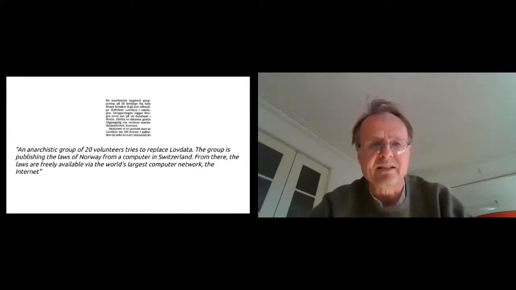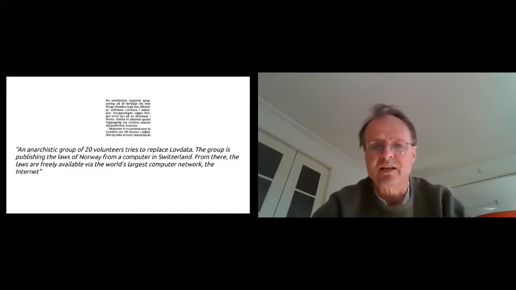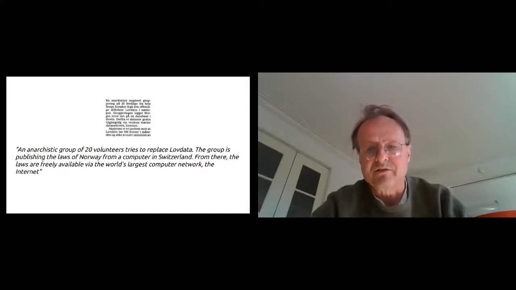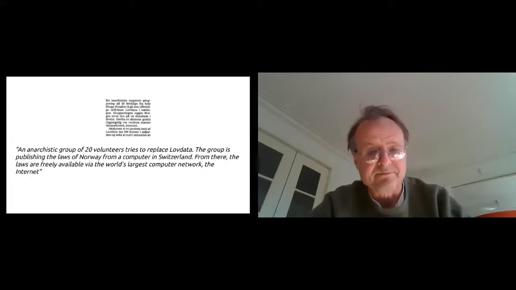An anarchistic group of 20 volunteers tries to replace Lovdata. That was the commercial service. The group is publishing the laws of Norway from a computer in Switzerland. From there, the laws are freely available via the world's largest computer network, the internet.